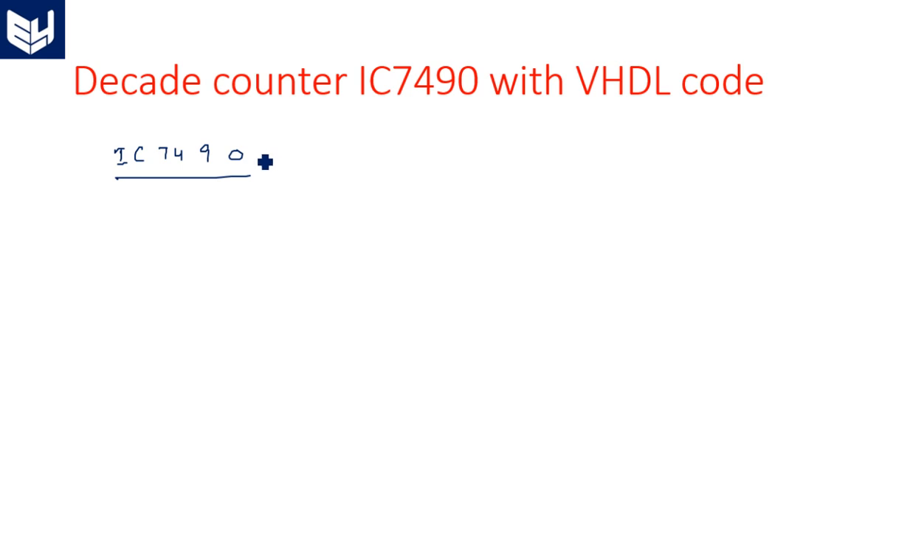A decade counter is nothing but a counter which counts 10 clock pulses. Ten clock pulses means the count starts from 0 and goes up to 9. Whenever the 10th clock pulse occurs, the count automatically resets to 0. So every time it counts from 0 to 9.